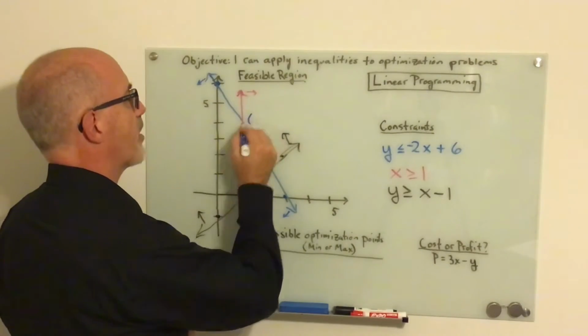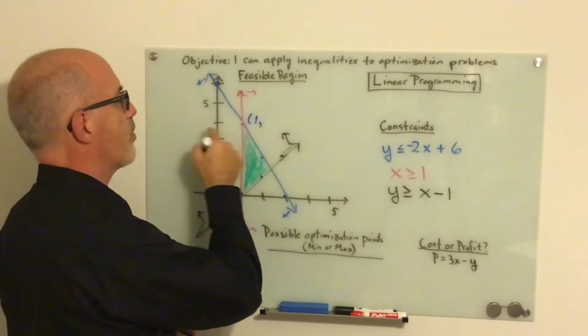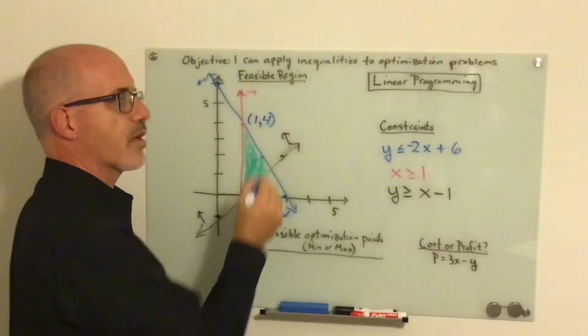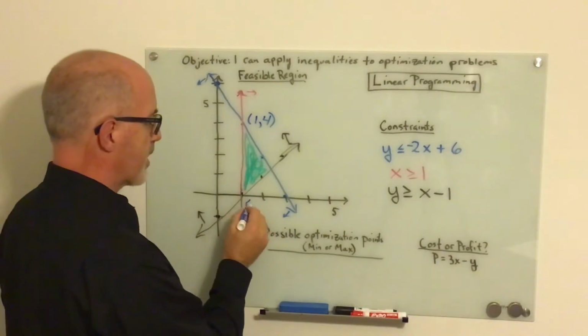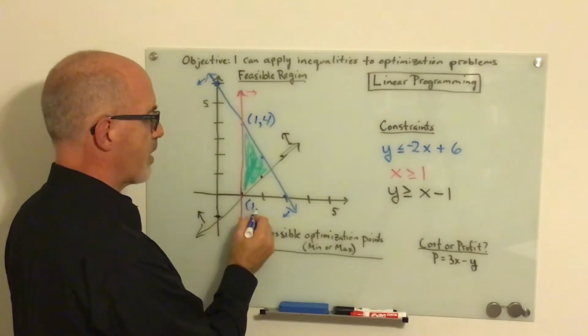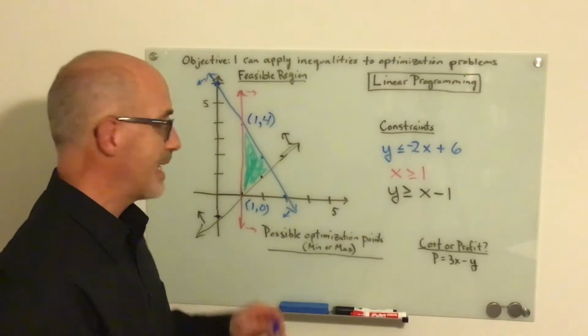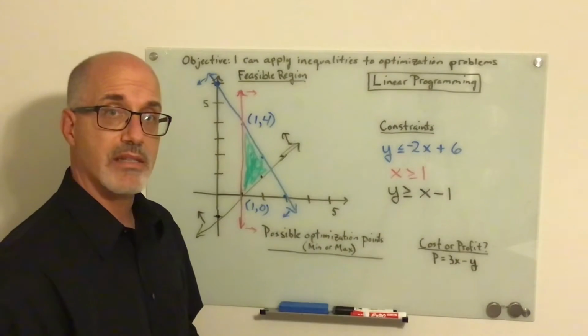This point's not hard to find. It's at an x value of 1 and a y value of 4. So it's a pretty quick one to find. This one also is pretty easy to come up with. It has an x value of 1 and a y value of 0. It's this one that's not quite as easy to find.